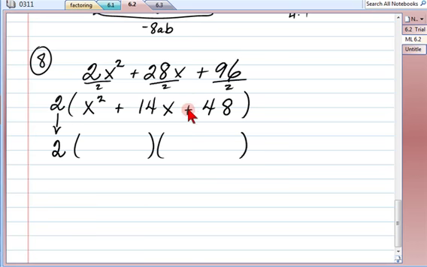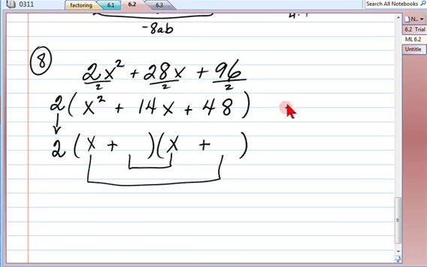Signs. Okay, the last one's positive. Both match that. Plus and plus. I need an x and an x. Because the outer is positive and the inner is positive, I know that I'm looking for a sum of 28. All right, so I'd start with 48. Is 1 and 48, the sum has to equal 28. Will that work? No, 1 plus 48 will not give you 28. So let's see. 2. It's 2 times 24. Is 2 plus 24 going to be 4?